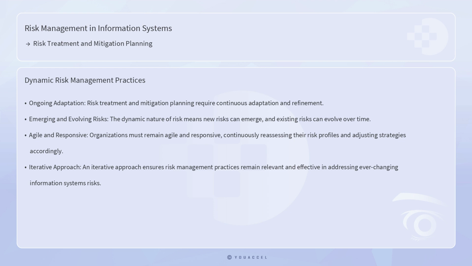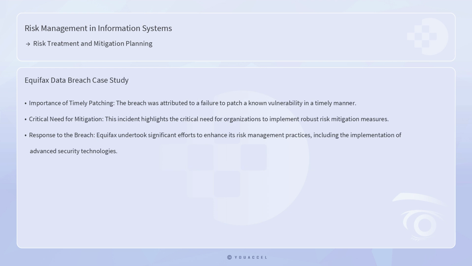To illustrate the importance of effective risk treatment and mitigation planning, consider the case of the 2017 Equifax data breach. The breach, which exposed the personal information of over 147 million individuals, was attributed to a failure to patch a known vulnerability in a timely manner. This incident highlights the critical need for organizations to implement robust risk mitigation measures such as timely software updates and vulnerability management to prevent similar breaches.